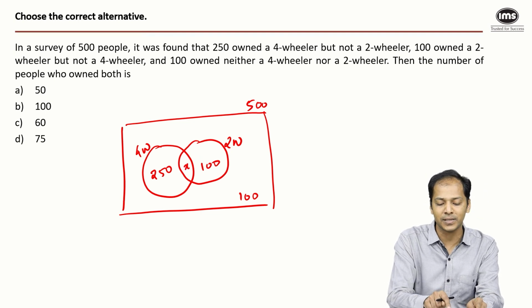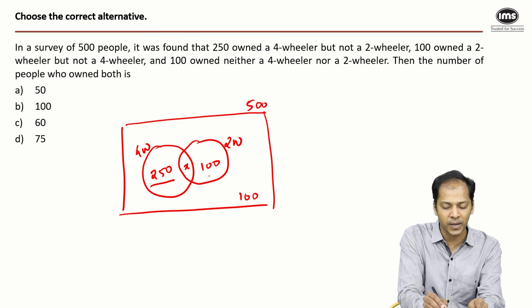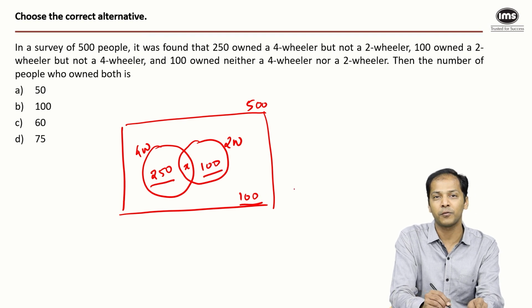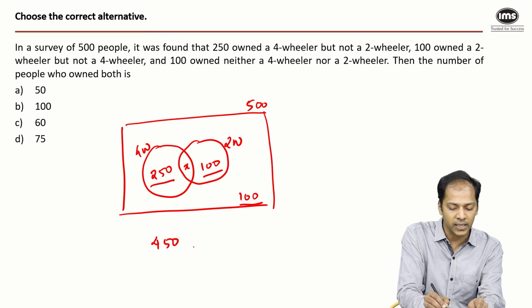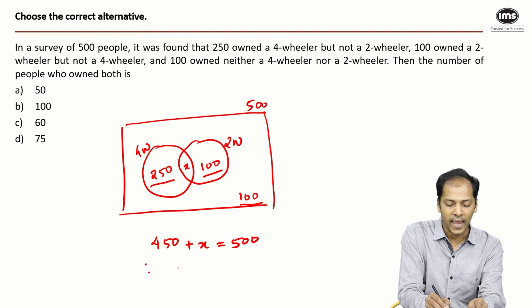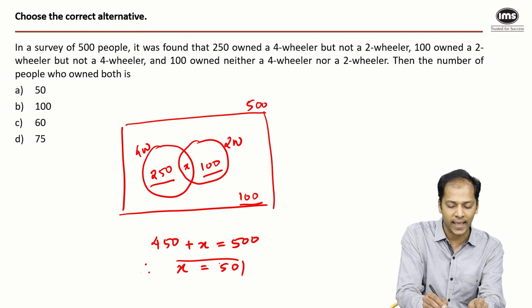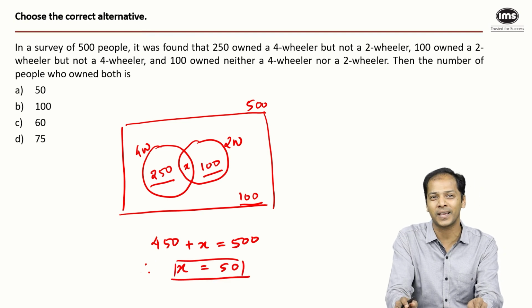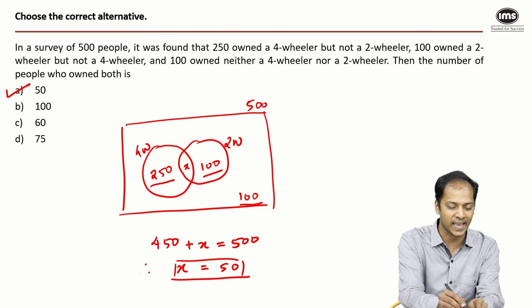If you look at these numbers, these are non-intersecting values. If you just add them up, it should be equal to the total number of people. So therefore 250 plus 100, 350 plus 100, 450. 450 plus x will make it 500. So 450 plus x will be equal to 500. Therefore, x should be equal to 500 minus 450, that is 50. And hence the number of people who own both the vehicles, two-wheelers as well as four-wheelers, is nothing but 50. And hence the answer to this question is option A.